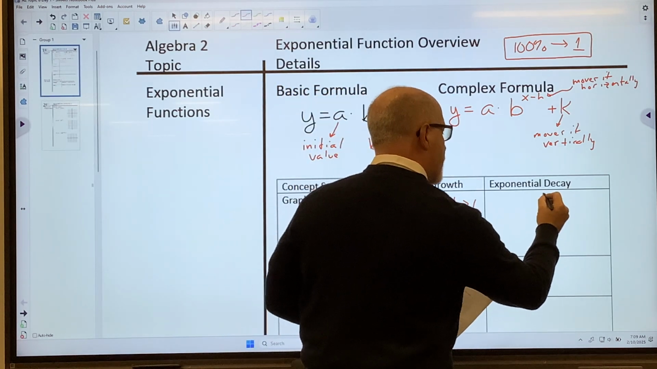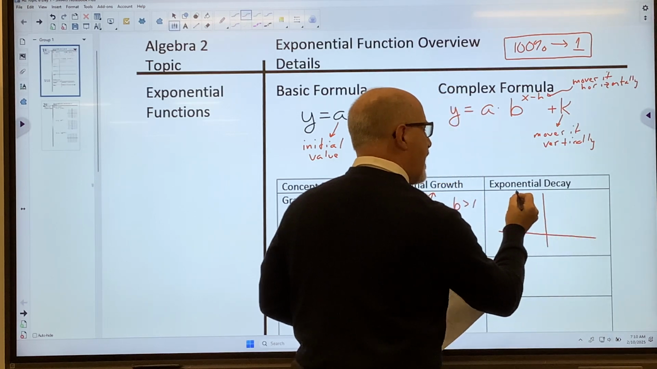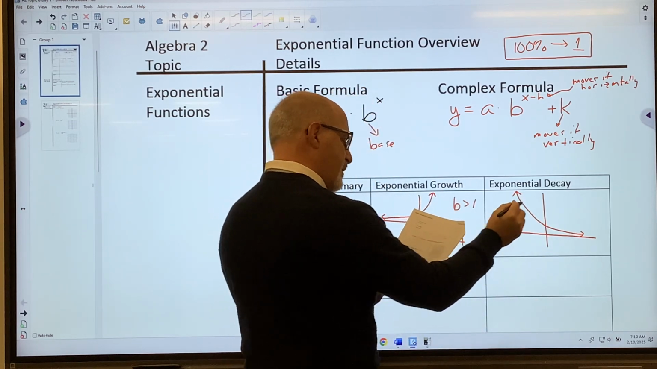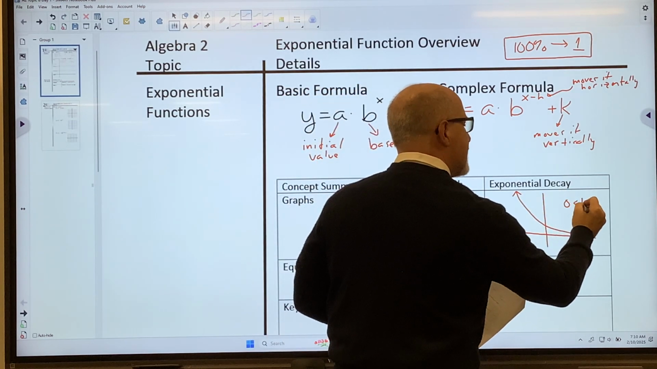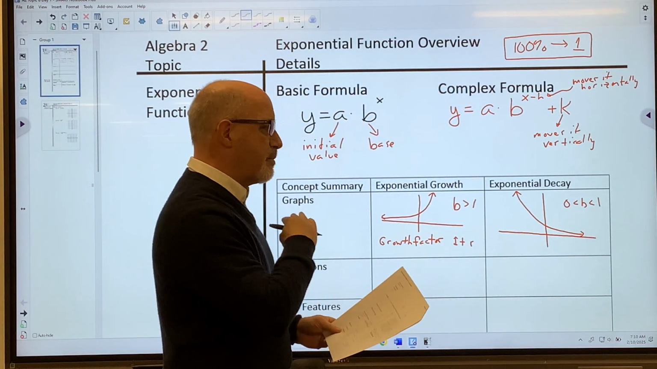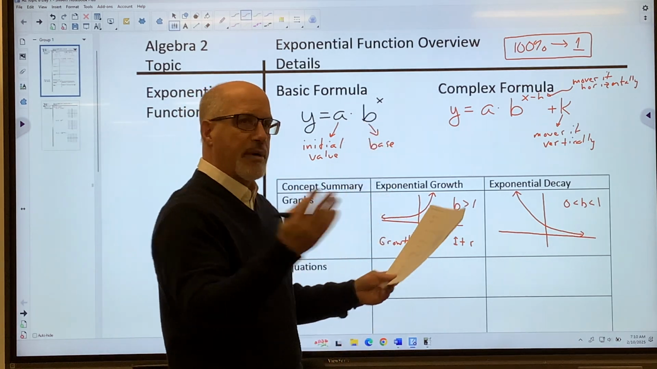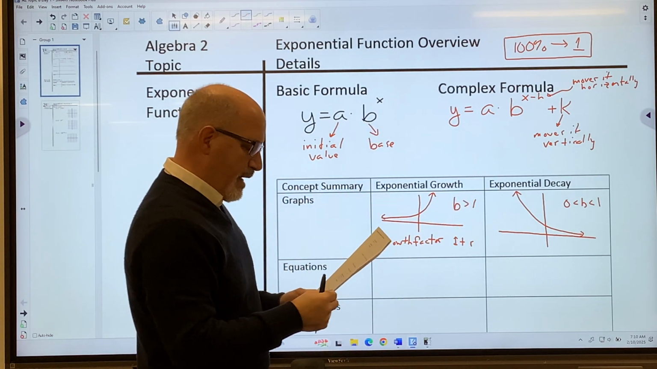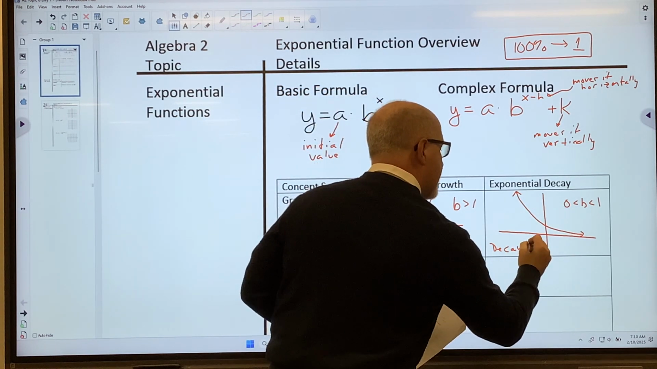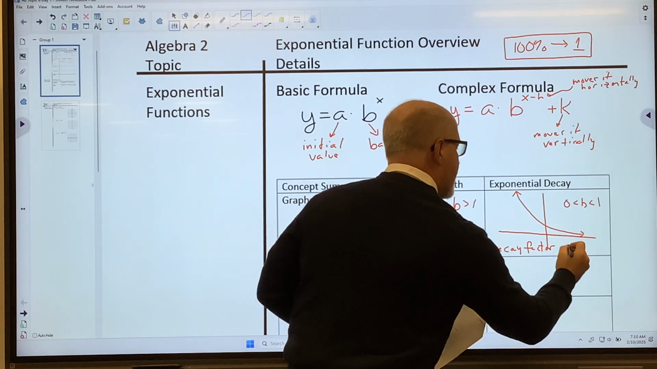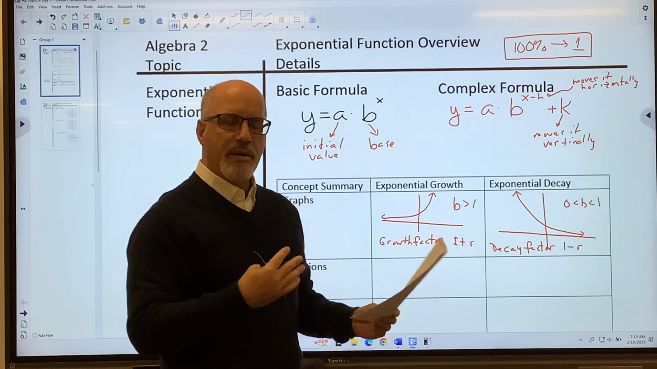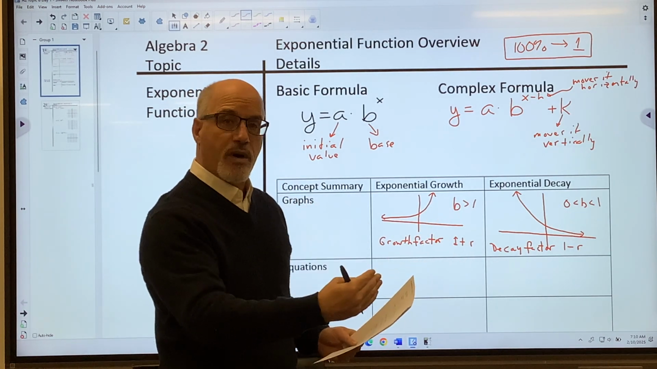A decay factor would look like this graph. It would start high and then go down to have an asymptote at the axis. This is when our b is between 0 and 1. Neither one of them equals 1. If it was just 1, it would be a constant graph because we'd have 1 to the x power, just multiplying by 1. This one has a decay factor of 1 minus r. So you subtract; if it's going down 6%, 1 minus 6% would be 0.94, 100% minus 6%.